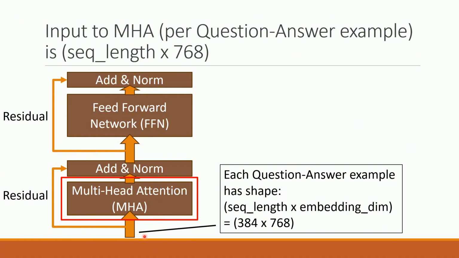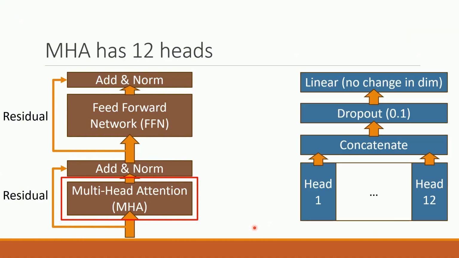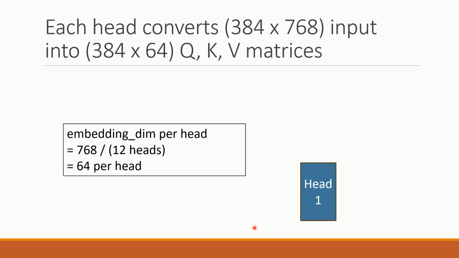So firstly, for the input to MHA, which is multi-head attention, per question-answer example, this is the shape of the input: 384, which is the length of the sequence that we set, as well as the embedding dimension, 768. So MHA has 12 heads for BERT, and each head converts the input into its relevant QKV matrices. You can see that it downsizes the embedding dimension by dividing by 12 for each head. So it's 64.